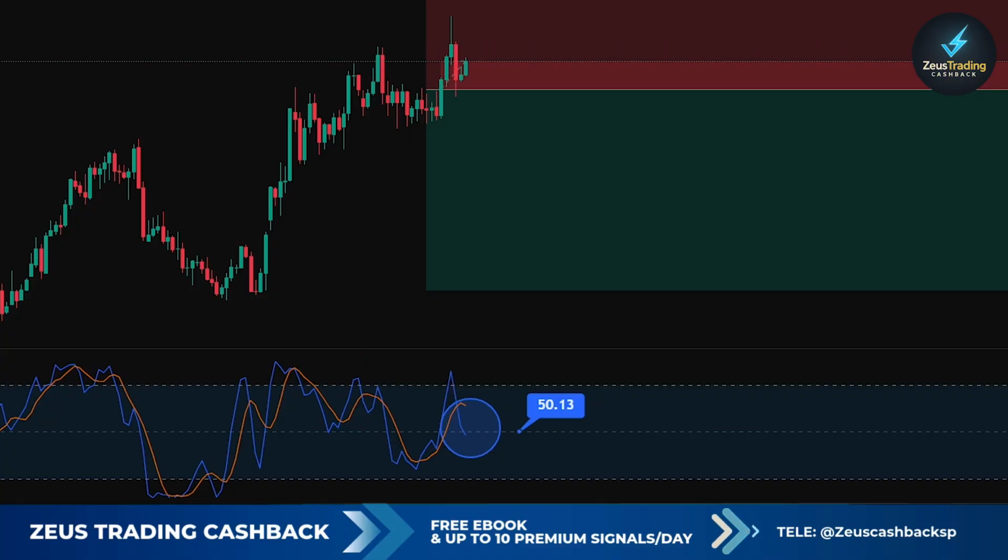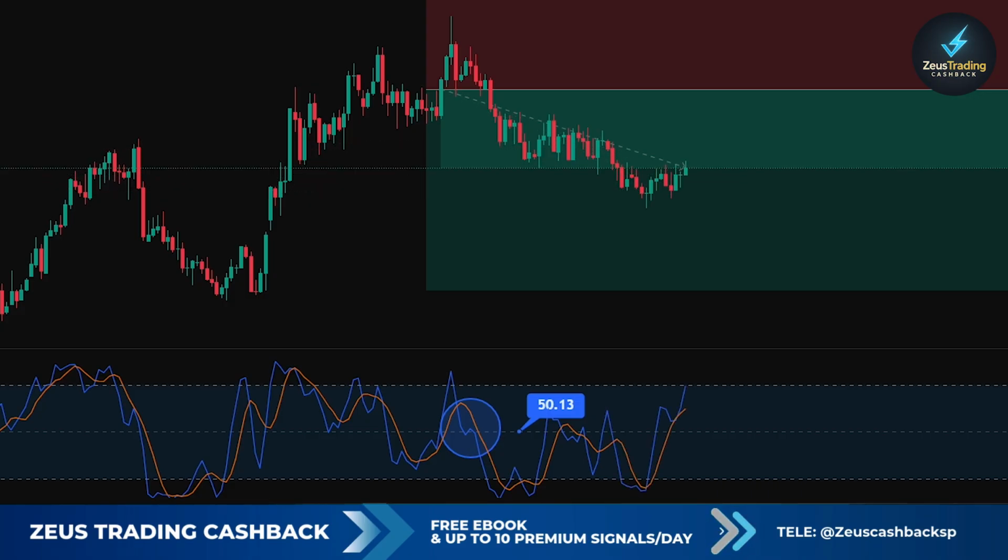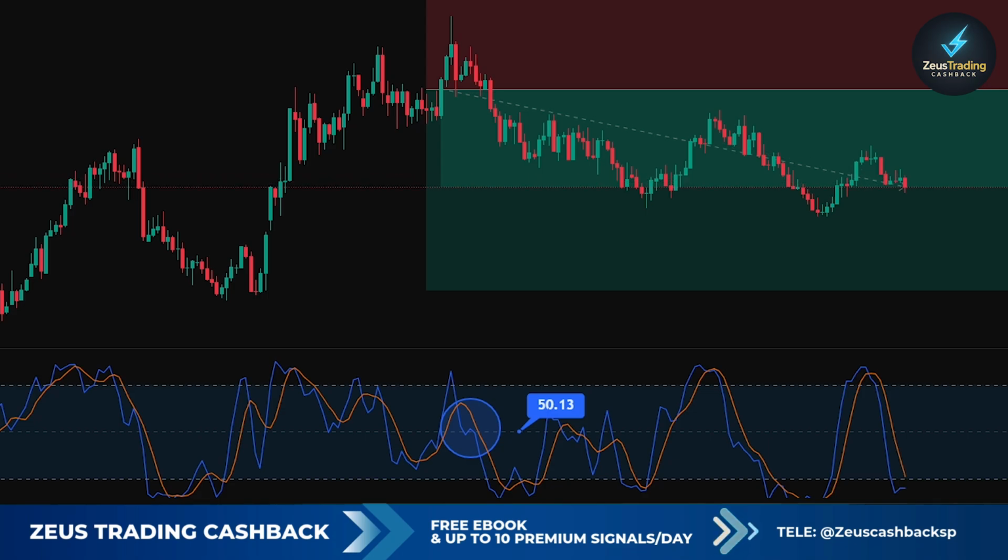And finally, the 50 level proves its worth in sideways markets. Rather than getting distracted by endless false signals around 20 and 80, you simply focus on the 50 line. If stochastic stays above 50, you stick with buy trades. If it drops below, you stick with sells. This keeps your system clean and your trades disciplined.